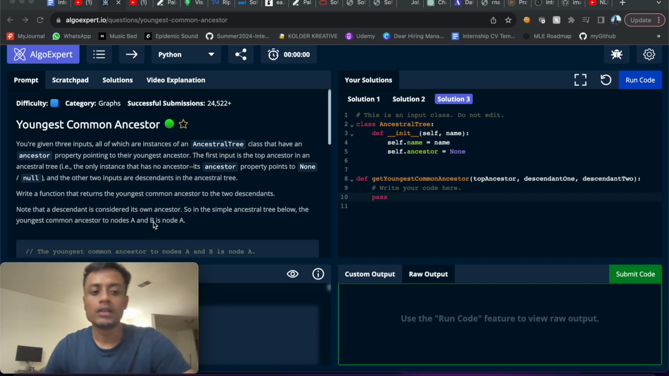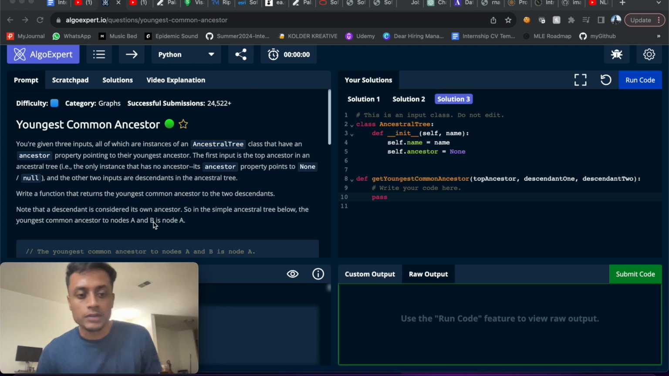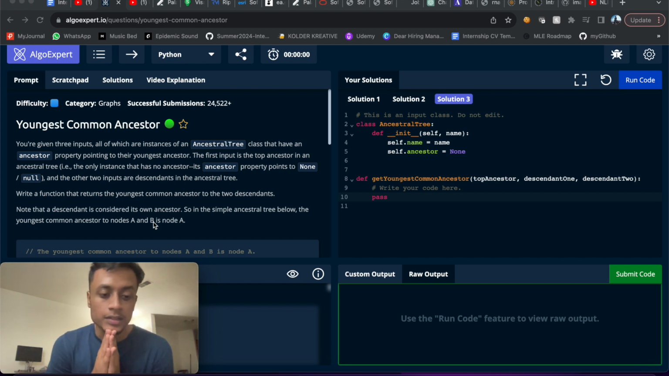The problem statement is you're given three inputs, all of which are instances of an ancestral tree class. I can see that the class has a name attribute and an ancestor attribute. Going by the meaning, I would say that ancestor would refer to the parent node in that particular tree, a class that has an ancestor property pointing to their youngest ancestor.